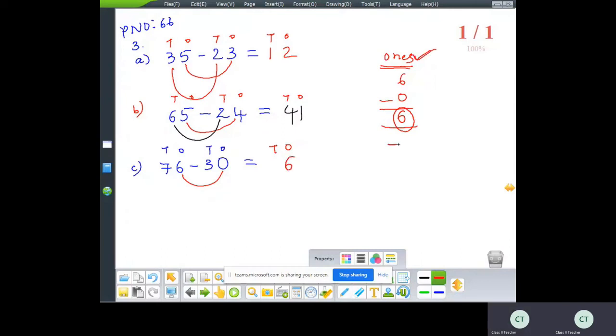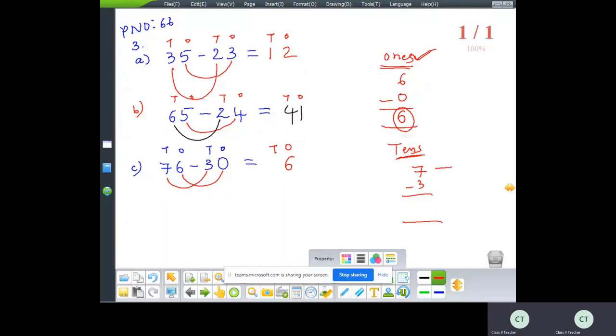Now subtracting on the 10's place. The digits from the 10's place are 7 and 3. 7 and 3 means 7 minus 3. Here 3 is subtracting from 7. 3 is a smaller number than 7. Subtraction means taking a small number from a bigger number. We subtract the small number from the bigger number.